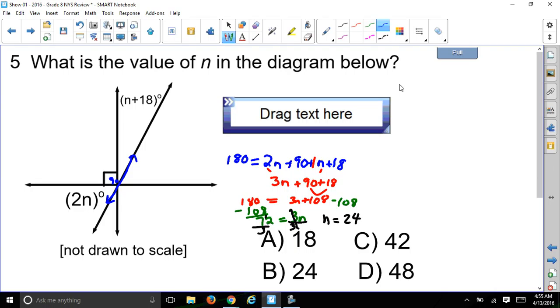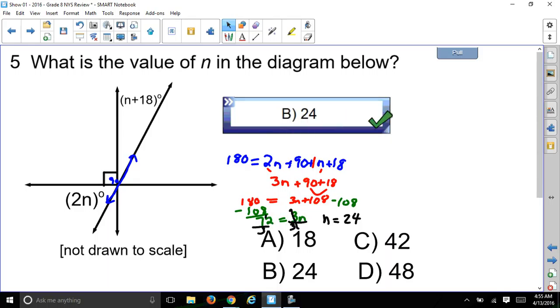So we've solved for the answer. So let's drag B up there. And B is correct. So n is equal to 24 degrees. So let's pull this down.